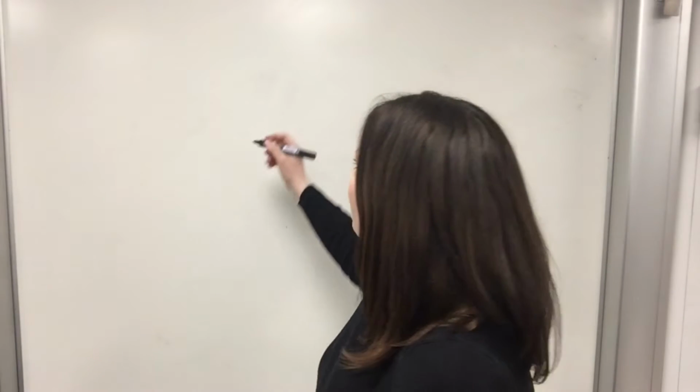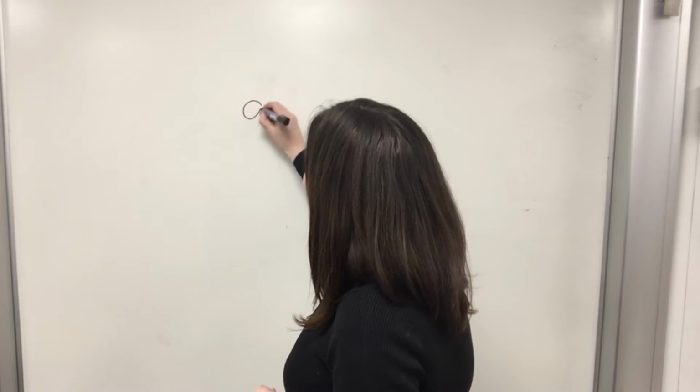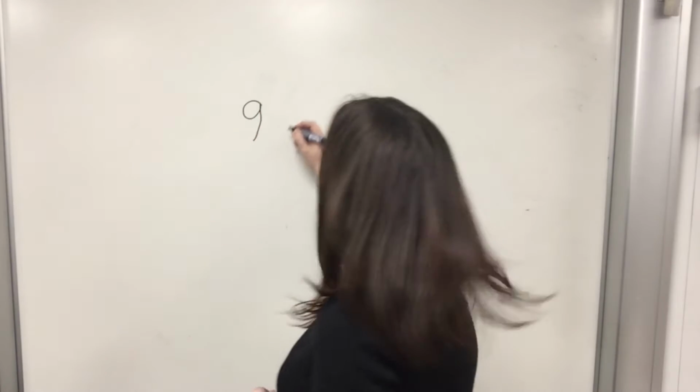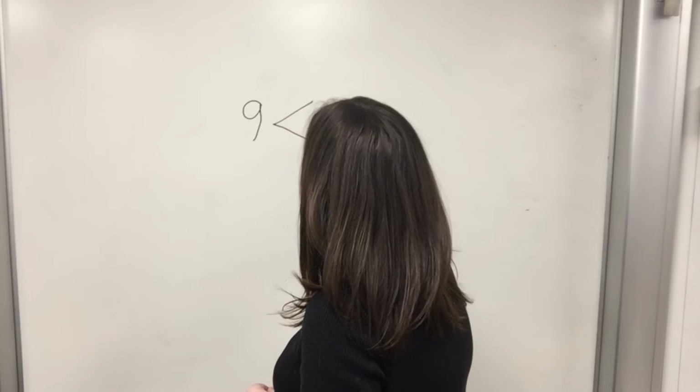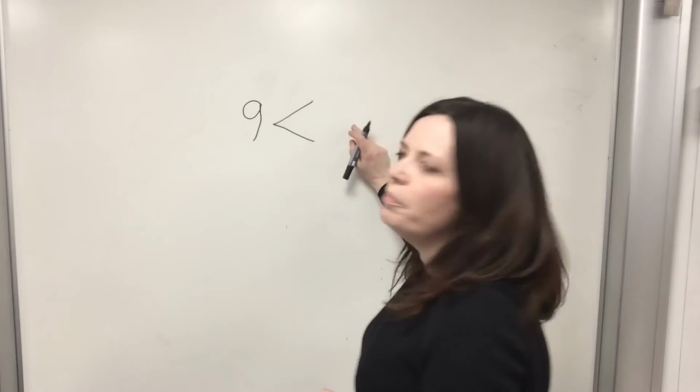Okay, what I'd like us to do now, just get my pen. I'd like us to have a little look at the symbol we were looking at last week. And this symbol is less than. So let's have a look on the board. We're going to say the number 9. Can you see that? 9 is less than, and we want to know what number it is less than.